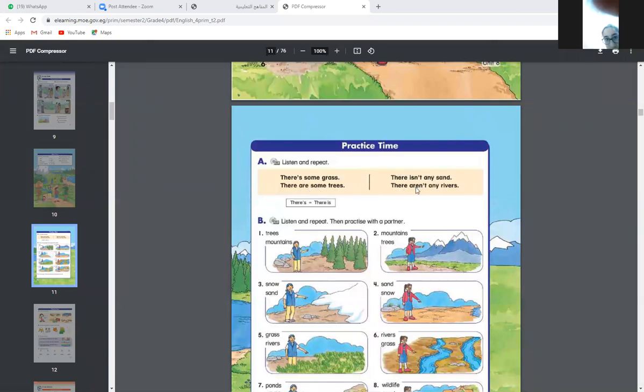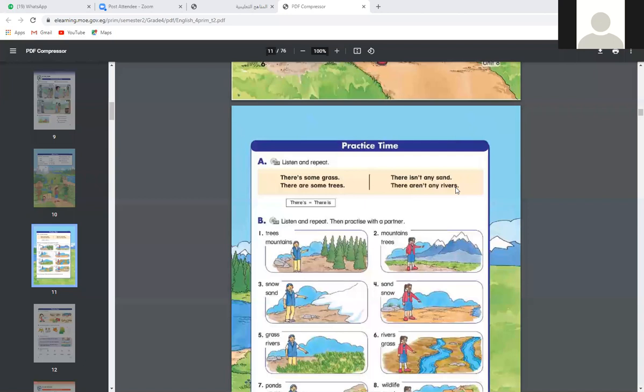And in the negative, there aren't any. In the negative, there aren't any rivers. Why here do I use there aren't any? Because I use any in negative sentences, and I use there aren't because rivers, I can count the rivers.